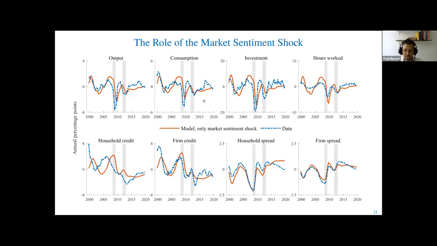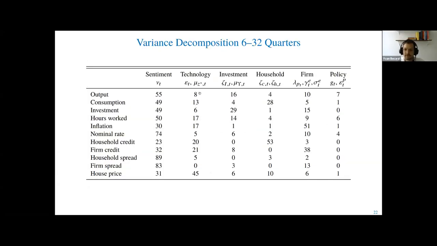macro and financial variables. Another way to see that is to compute a variance decomposition at business cycle frequency, and you see that the market sentiment shock explains over the period 50% of the variance in output, 49% of the variance in consumption, and so on, and also explains a huge share of the variance in the credit spread. So based on this evidence, we say that the market sentiment shock is the main driver of business cycle fluctuations in the euro area over that 20-year period.